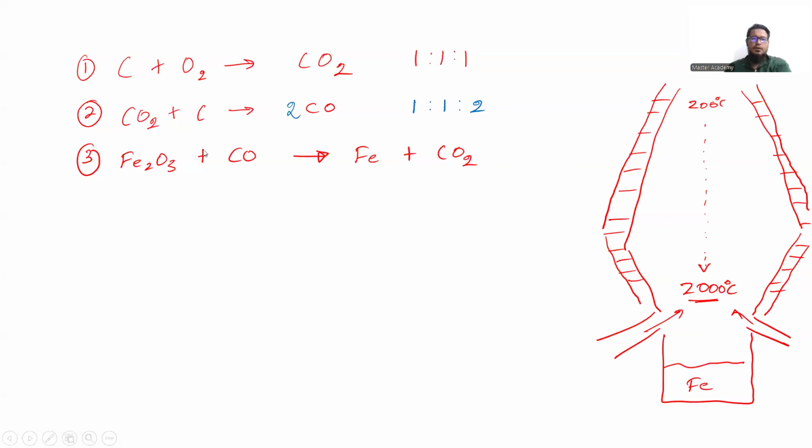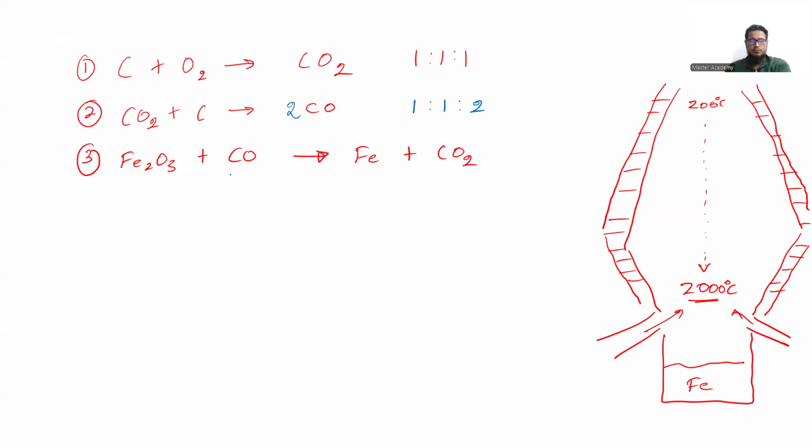Yes, balancing part. Now we tried it with 2. It didn't work out. So let's try it with 3 and 3. Now check and see, 3 carbon. This side also 3 carbon. 3 oxygen, 6 oxygen on the left side. 3 into 2, 6 on the right side, balanced. Fe2 here, and we put 2 here.